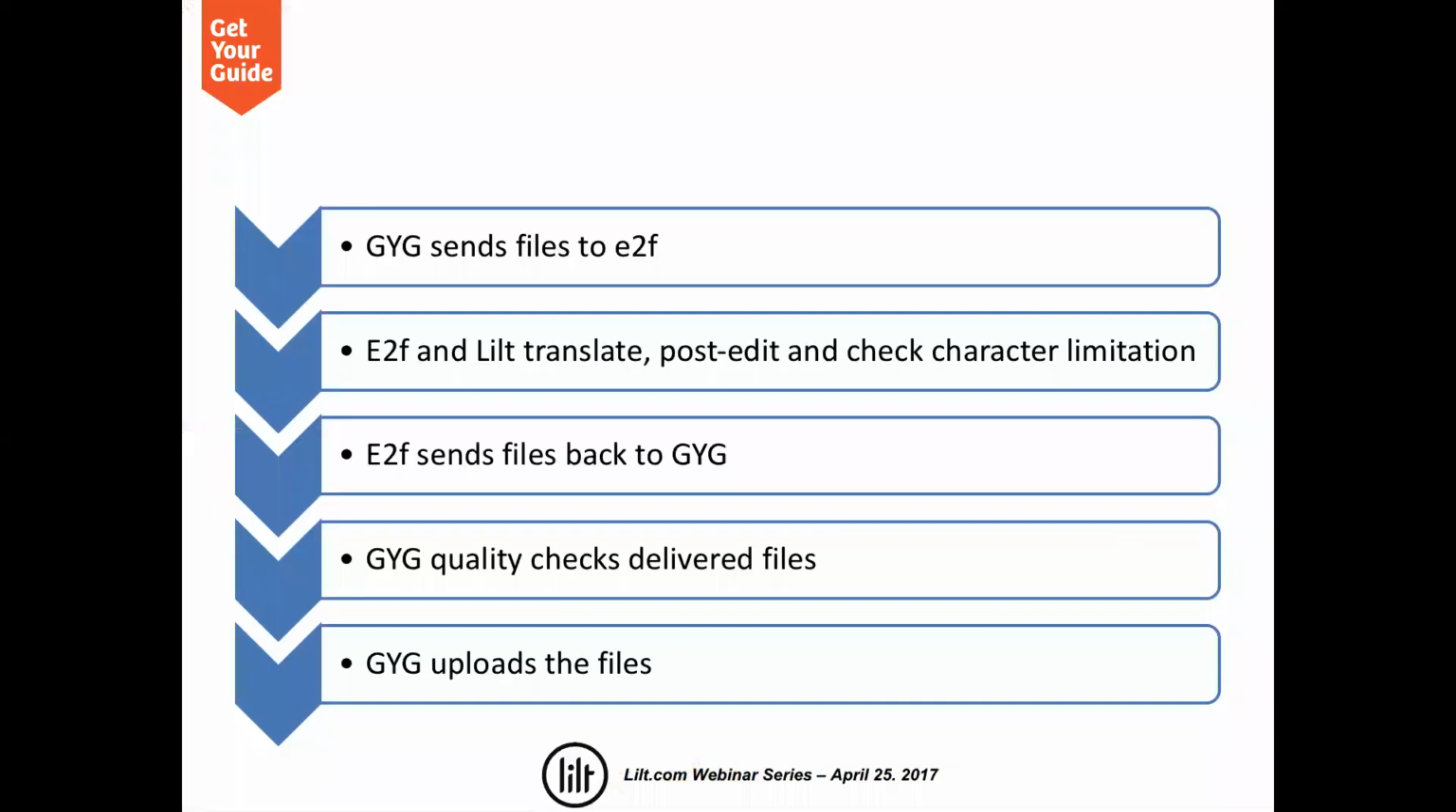So basically, in my mind, that was super easy. Get Your Guide was sending the files to E2F. E2F and Lilt were translating, post-editing, and checking the character limitation, because we also have some parameters around that, and then they send us the files. We check, we upload, and that's it. Very easy, very straightforward. It's a no-brainer, 5 steps, easy.